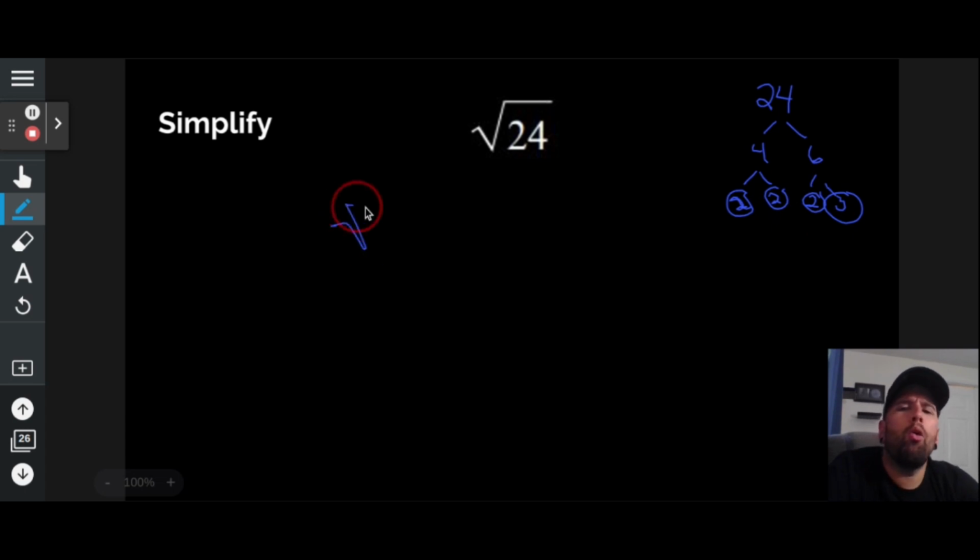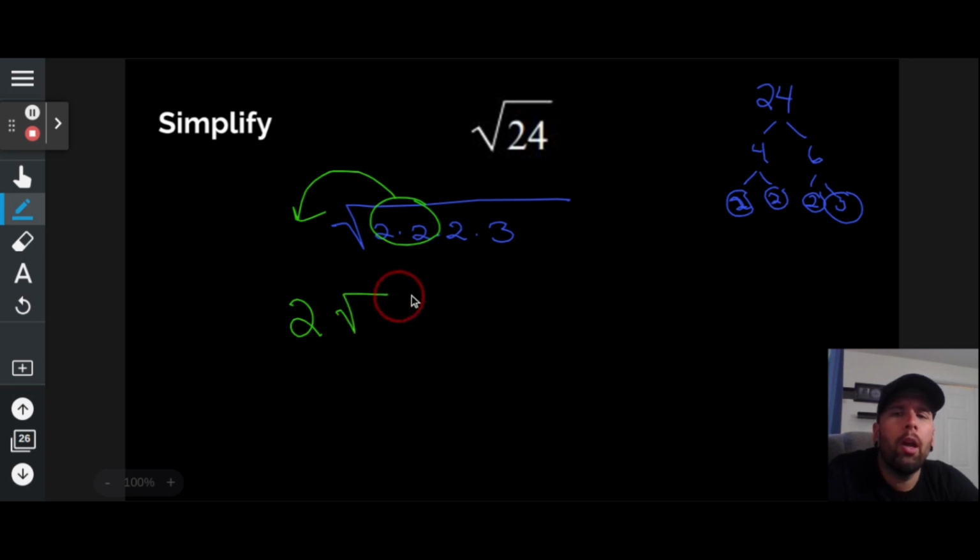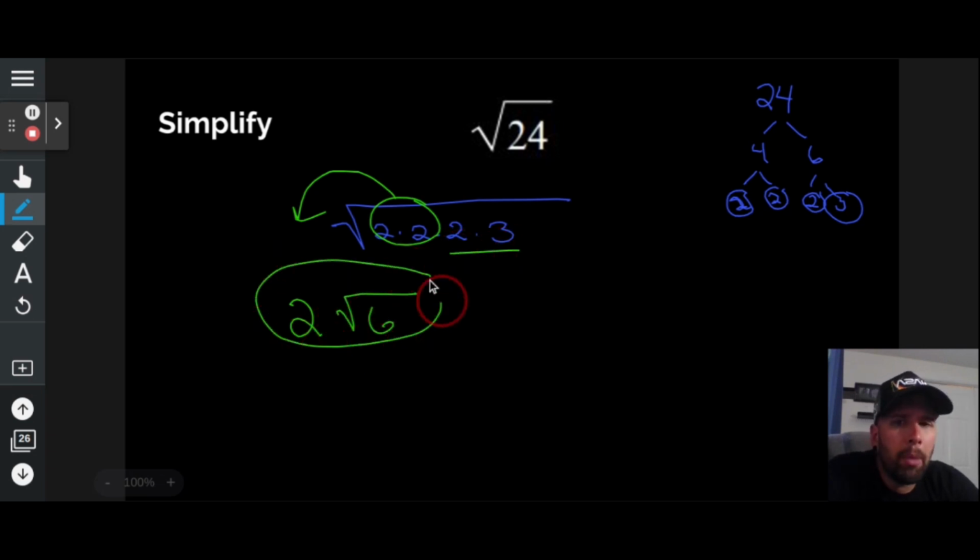You write that whole square root as its prime factorization. I already have it in order. 2 times 2 times 2 times 3. You look for pairs and bring one of each pair out. I have a pair of 2s, no more 2s, and I only have 1 3. So you bring 1 2 out and you multiply what's left over on the inside and you're done.